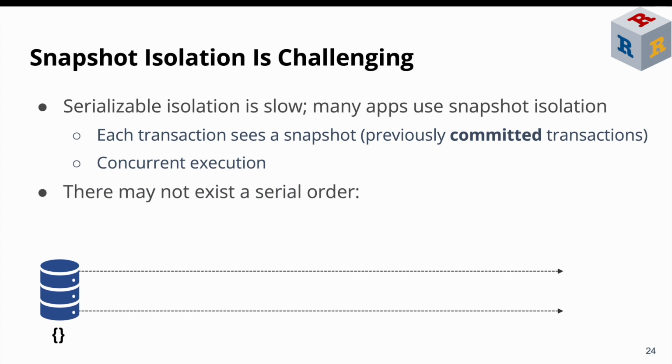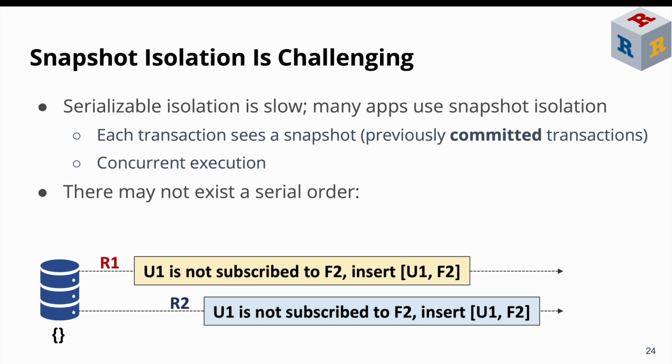Unfortunately, faithful replay under snapshot isolation is challenging because there may not exist a serial order. As we show here, the first and second transactions run in parallel under snapshot isolation. Both see user 1 is not subscribed to forum 2 and add duplicated entries to the database. Simply running R1 first or R2 first cannot reproduce the duplication issue under snapshot isolation.